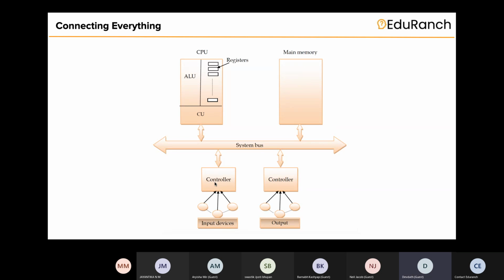Yes, sir. Okay. Are we ready for some more interesting deep dive? Now we have seen a lot of different components, right? We have seen CPU, we have seen input devices, we have seen output devices, and we have said there is something called main memory also. That is also kind of a storage device, right?